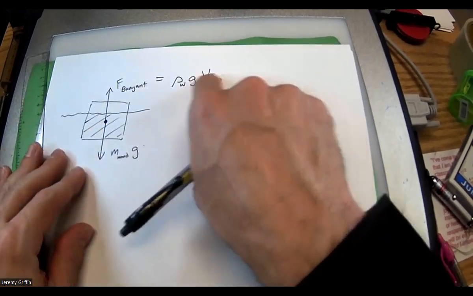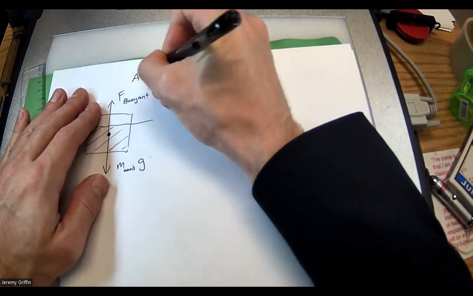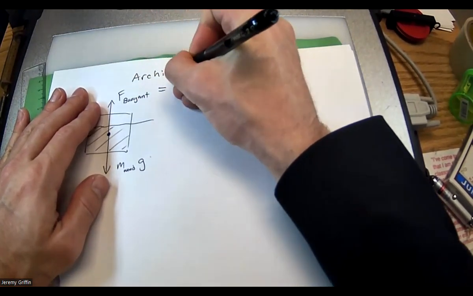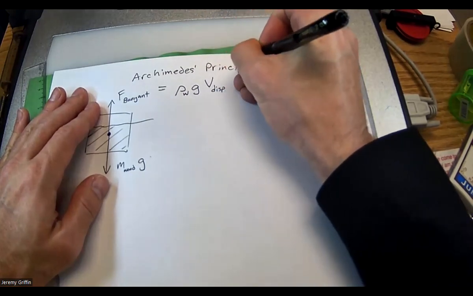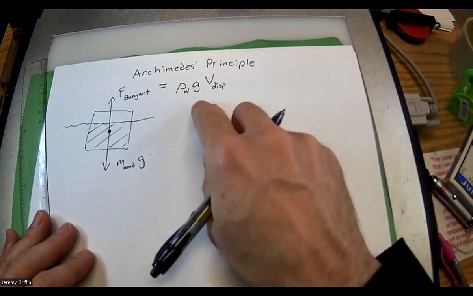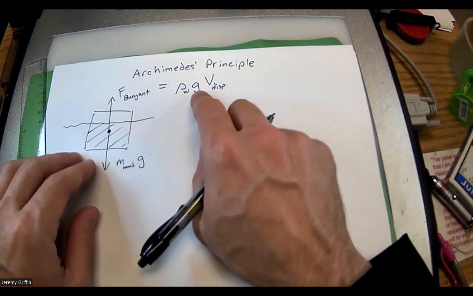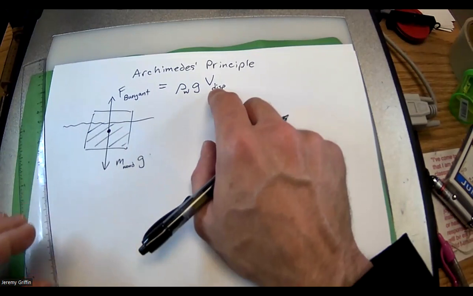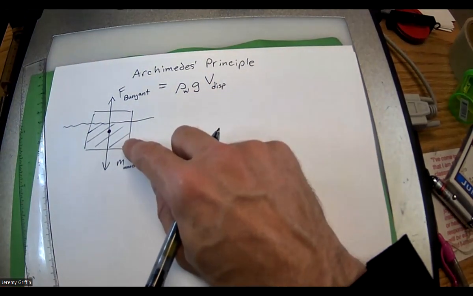You guys know? And that right there is a different take on Archimedes' principle. Okay, that's what that is. Okay, so the buoyant force is equal to the density of surrounding fluid times the gravity field of the planet times the displaced volume. Okay, that is equivalent to the weight of the displaced water.